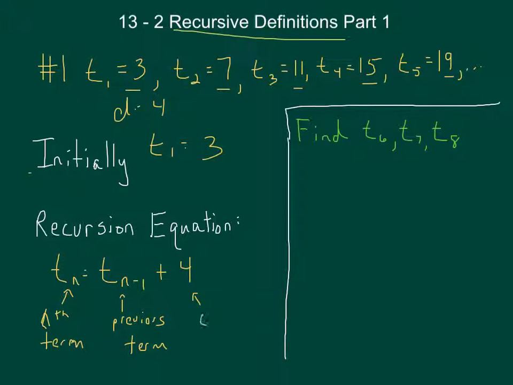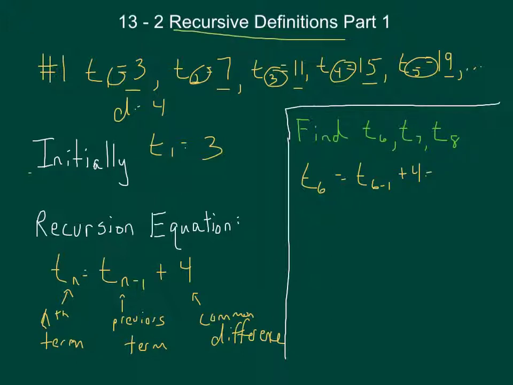And then you just add to it the common difference, which is obvious from just looking at part of the sequence. So it'd be pretty easy to find T6, T7, and T8 in this case. I've given you 5, 4, 3, 2, and 1. You just add 4 each time. Check this out. T6 would be the previous term, which is T6 minus 1 plus 4, which is really just T5 plus 4. In this case, T5 was 19 plus 4. Answer, 23.